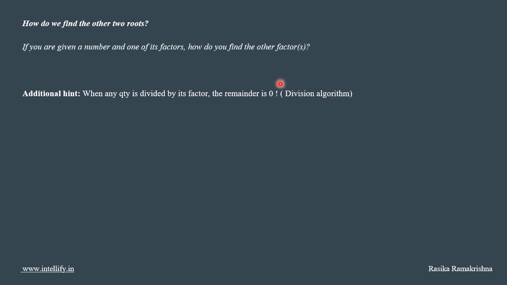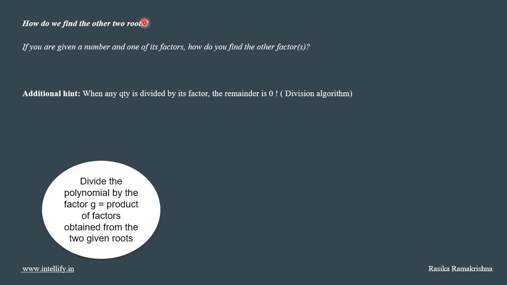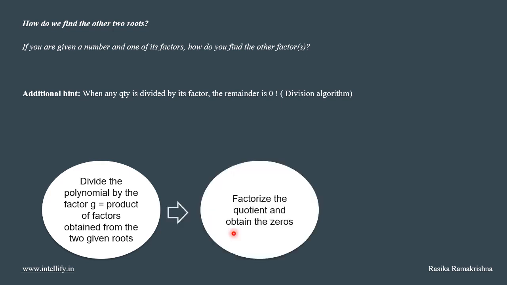So using these two facts, can we try and devise a strategy to find the other two roots of the polynomial? Well, first what we do is we divide the polynomial by the factor g, which is nothing but the product of the factors obtained from the two given roots, right? So now that you divide it, you will have the quotient. And what you do is you factorize the quotient and obtain the zeros. The quotient is also going to be a factor, right? Just like how in the case of 12 and 3, 12 divided by 3 is going to be 4, and 4 is also a factor of 12, right? So your quotient is also going to be a factor of the polynomial.